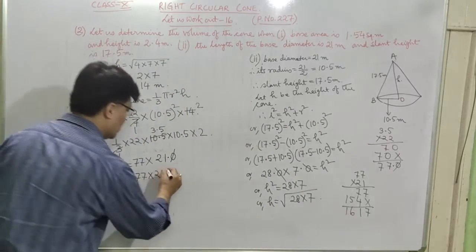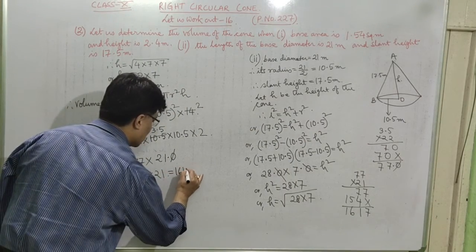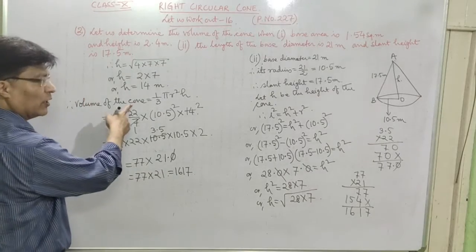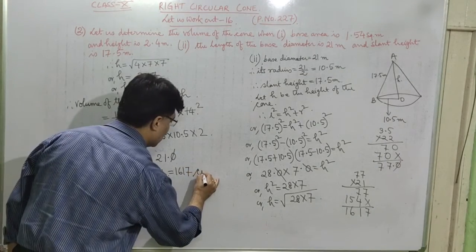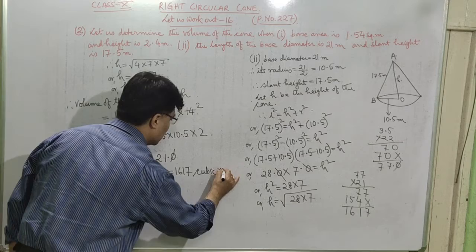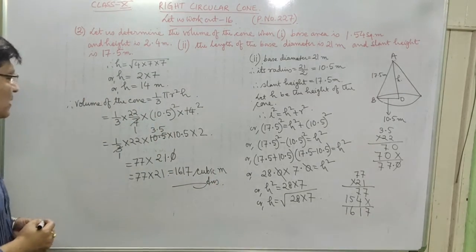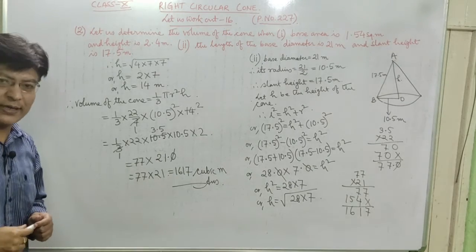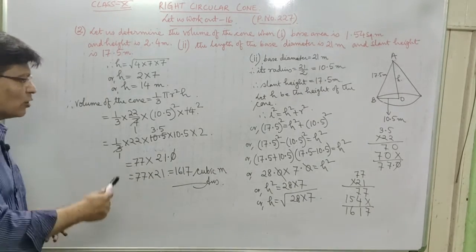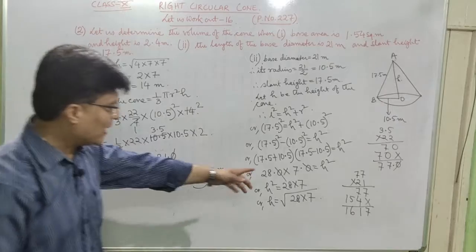So which is equal to 1617. What is the unit? Volume of the cone, that is cubic meter. That is cubic meter. So this is the final answer. So I think you have understood it. So you can copy it. You have to show the rough work also like this.